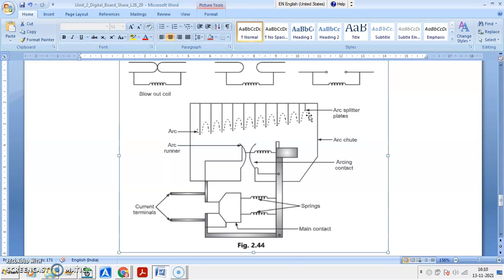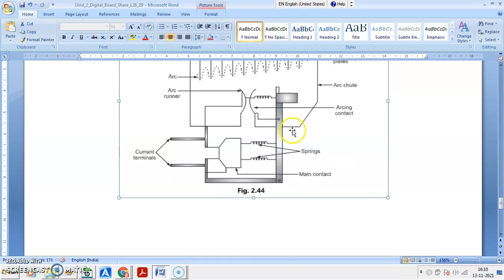These air brake circuit breakers are for low voltage ranges: 440 volts, 1.1 kV, 3.3 kV, like this.